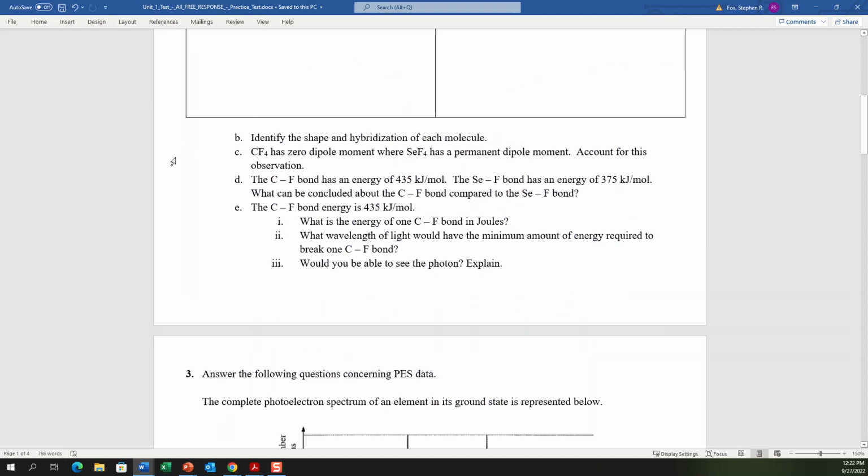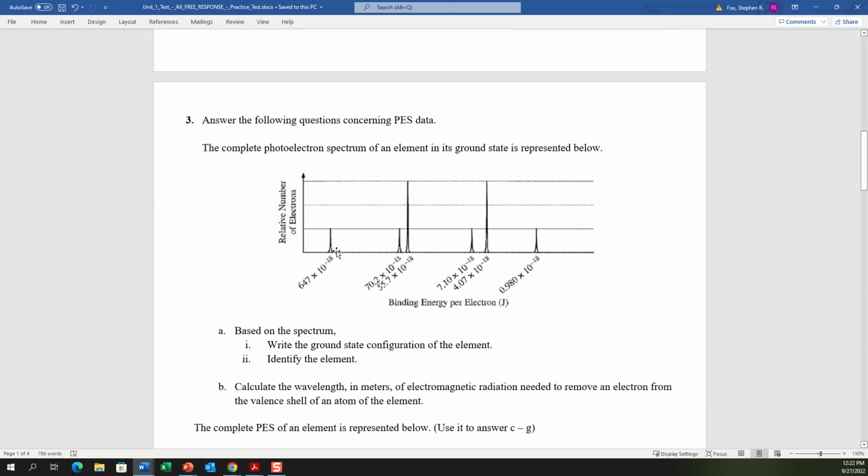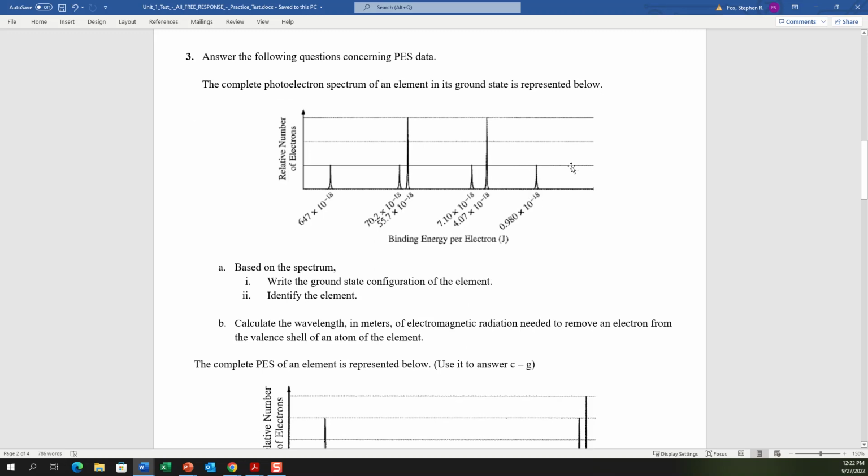Okay, let's move on to number 3. All right, so PES. Before I even read the question, let's just mark it. First, look, we got 647 times 10 to the negative 18 to 0.98. So this is the larger binding energy to weakest binding energy. So we would read left to right: 1s2, 2s2, 2p6, 3s2, 3p6, and then this would be 4s2. Okay, so we recognize this as calcium, and it says to write the electron configuration for calcium.